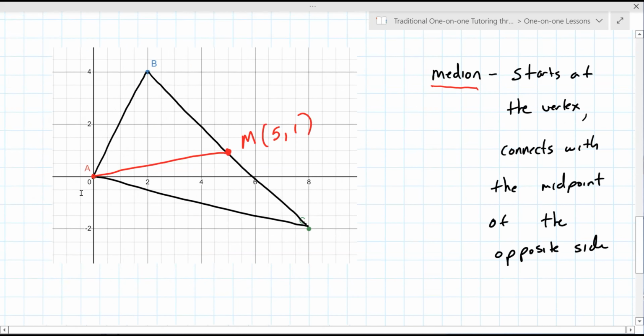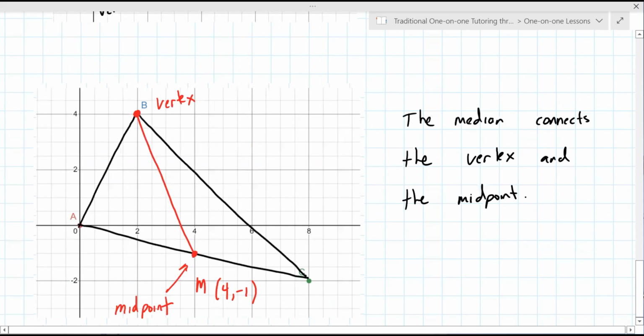What is letter A in the triangle? Letter A is a vertex. What does M stand for? M is the midpoint. What does the median line connect? The vertex and the midpoint. Good.